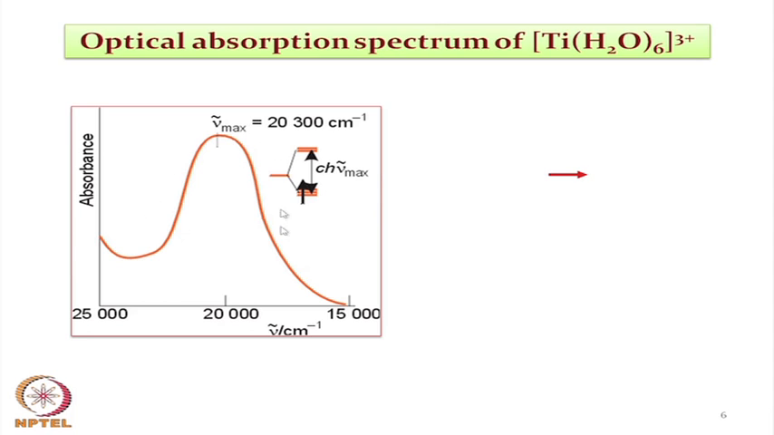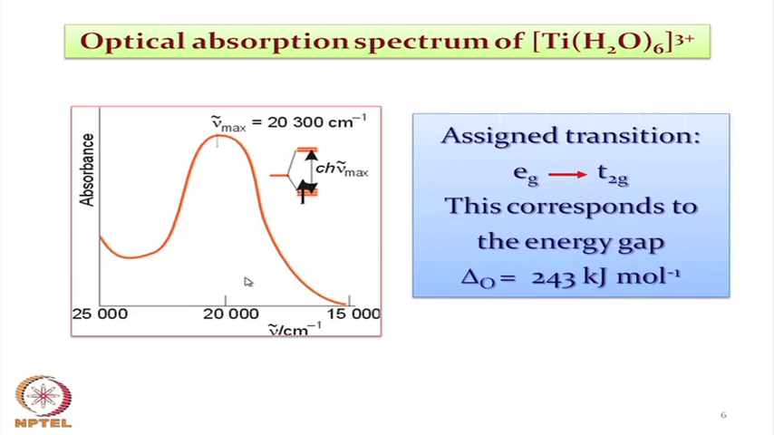So we get a very beautiful band at 430 nanometer. This will be the lambda max value, around 430 nanometer. So we can calculate not only the value in terms of centimeter inverse, but we can also calculate the energy gap for delta octahedral in terms of kilojoule per mole, and we can assign that only one single electron, because it is titanium 3 plus, which is a 3d1 system, and a 3d1 system can go for the transition from the t2g to the eg level, and it therefore corresponds to an energy gap between these two levels.